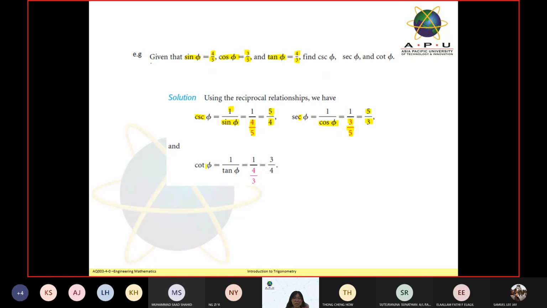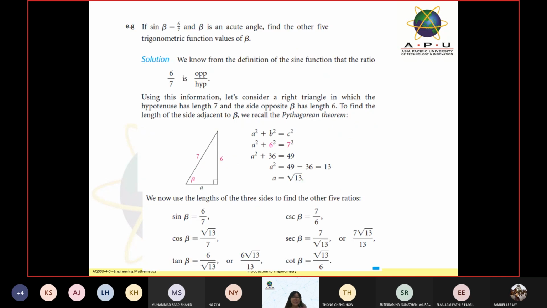Then for cotangent, can you see this is about T, 1 over tangent. Tangent is 4 over 3, which gives our answer 3 over 4. So it's just a simple one. Is that okay so far? Can you understand how we get the value, how we evaluate the cosecant, cotangent, and secant? Okay, good. Then we move on to other problems.